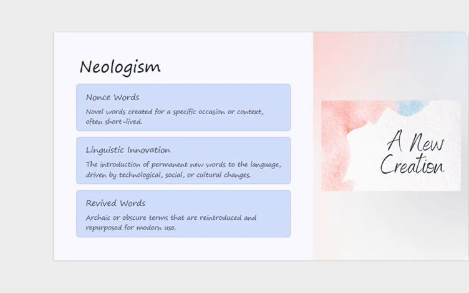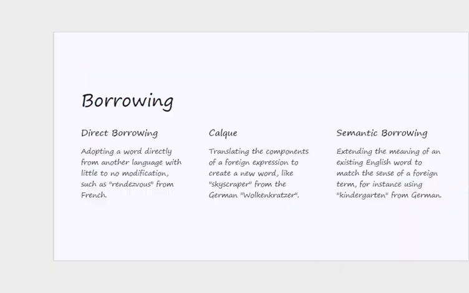Similarly, we have the Coulomb, we have the Pascal, we have certain other terms, which have been named after the inventors, after the discoverers. Therefore, such terms are called the neologisms. And after neologism, we have borrowing.